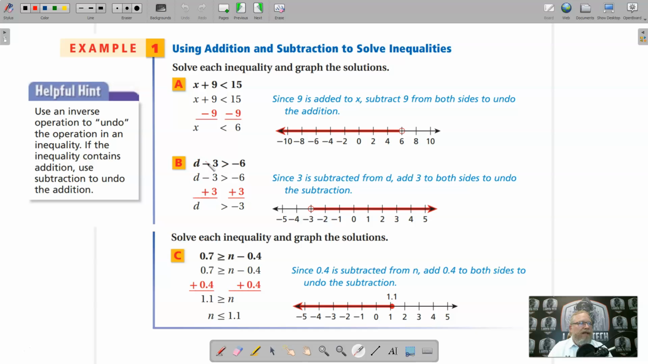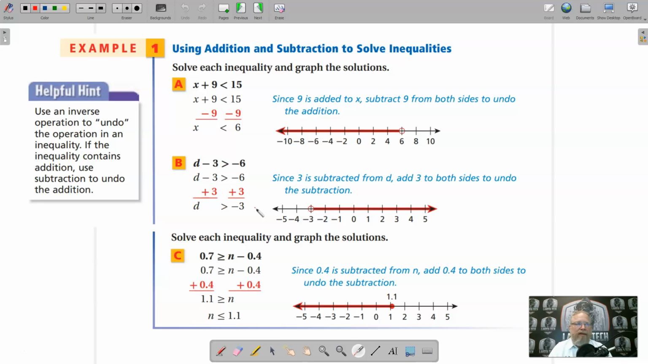For b, we have d minus 3 is greater than negative 6. So we have this negative 3 here, or you could say that the 3 is tied to the d through subtraction. So let's use addition to undo it. We're going to add the very number we wish to get rid of, which in this case is 3. And what we do to one side, we're going to do to the other. The negative 3 and the positive 3 cancel each other out, and we end up with d. And negative 6 plus 3 is negative 3. So we get a solution of d is greater than negative 3.